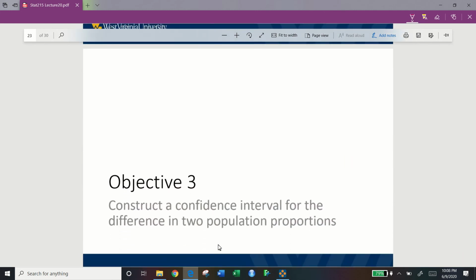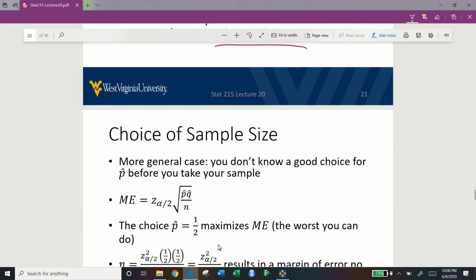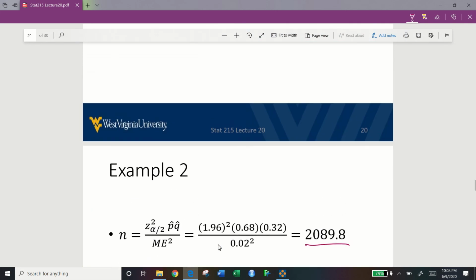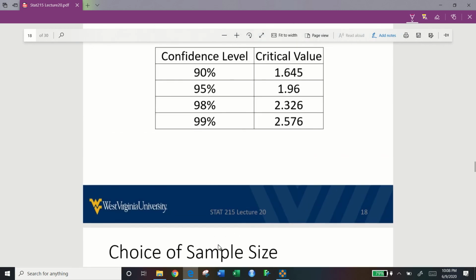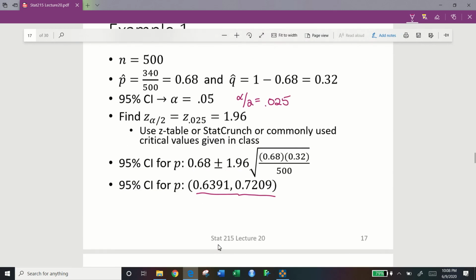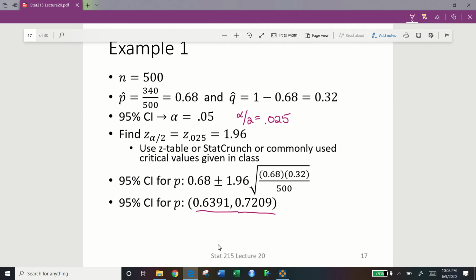Okay, so this brings us to objective 3. We want to construct a confidence interval for the difference in two population proportions. But before we do that, I want to circle back to our first example because I realize we forgot to do something. Can anyone guess what we didn't do? We didn't interpret. To me, that's one of the most important steps. So let's go back and do that now.